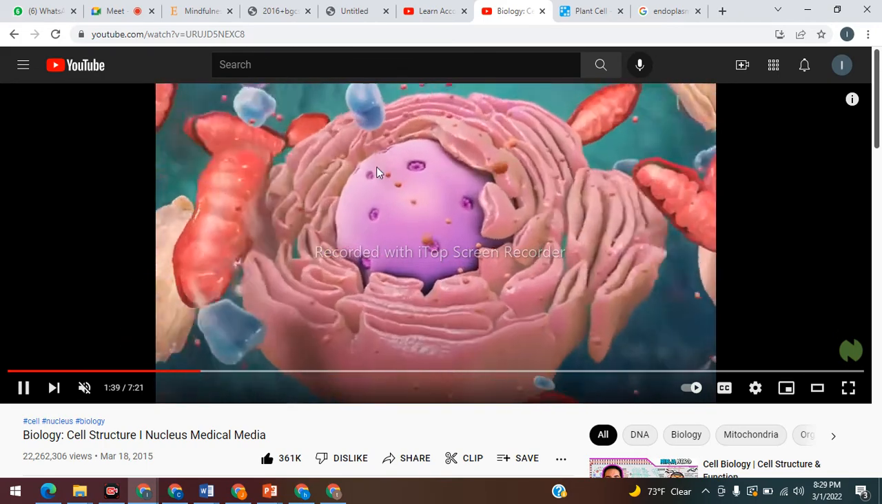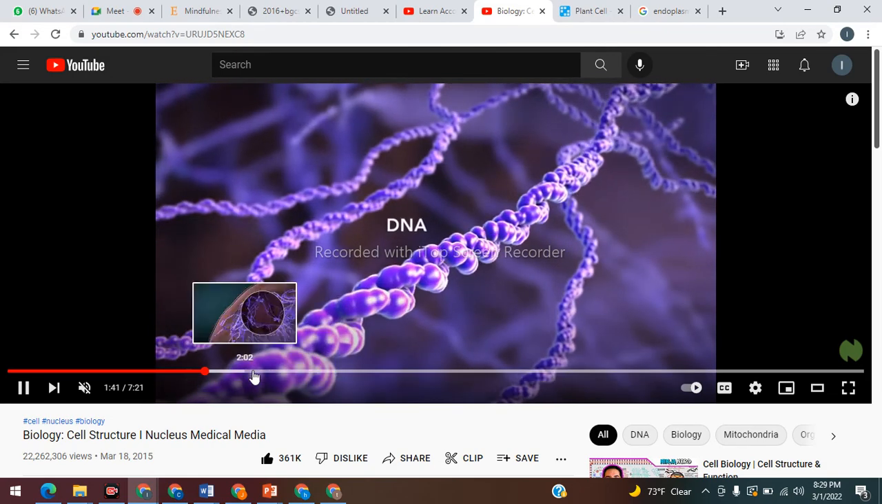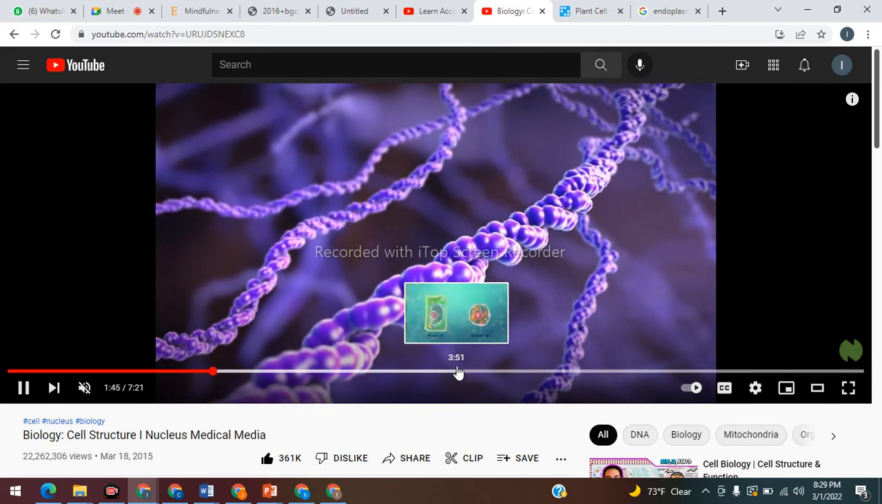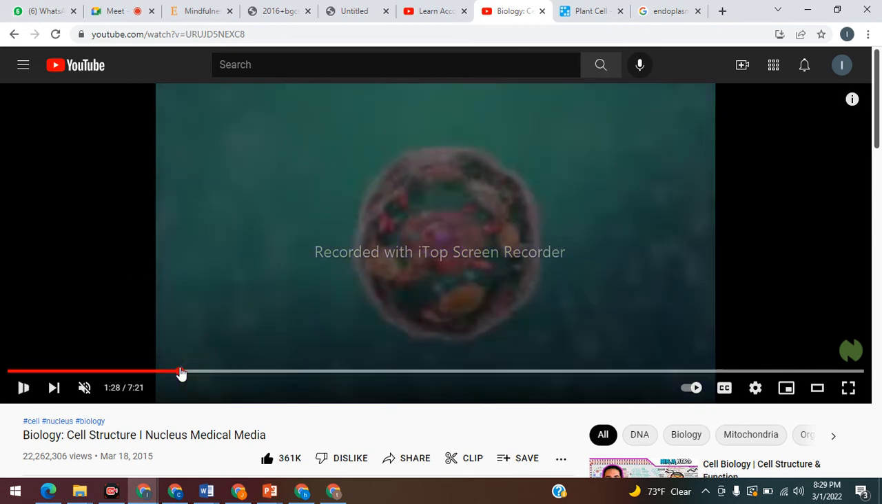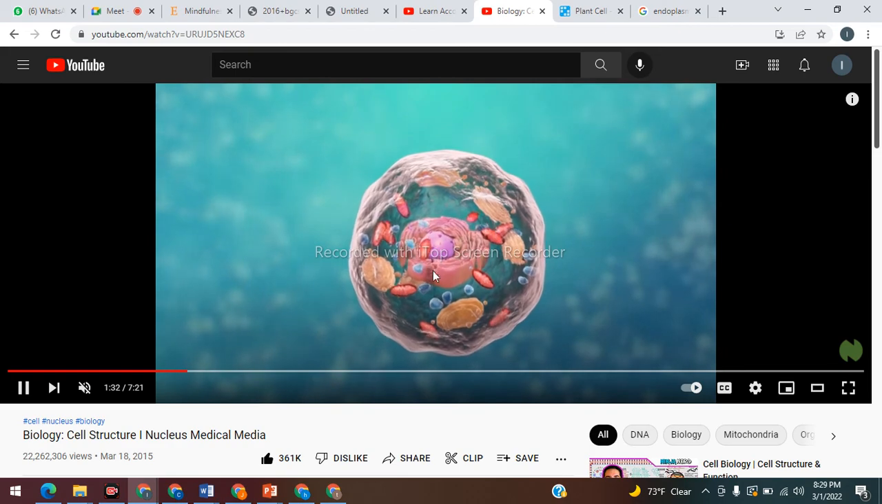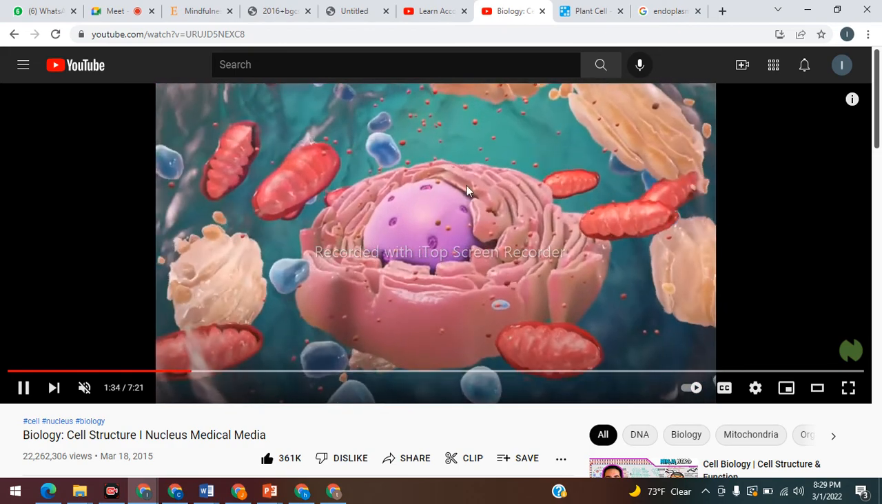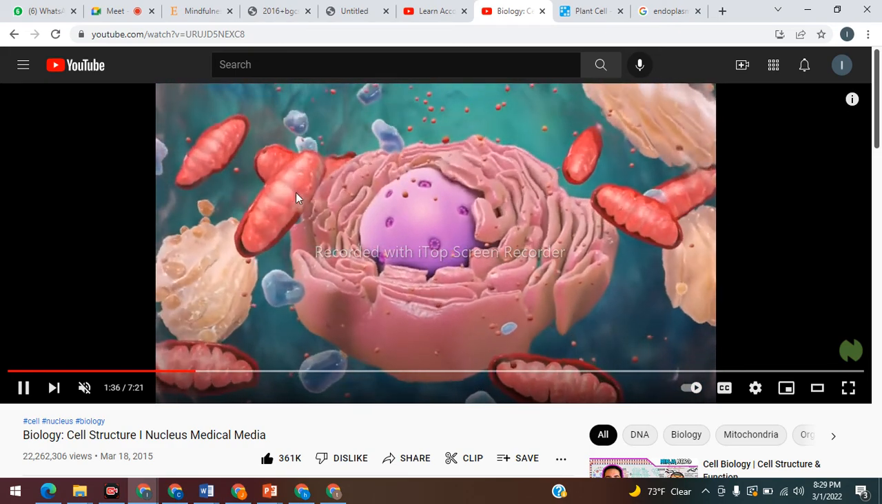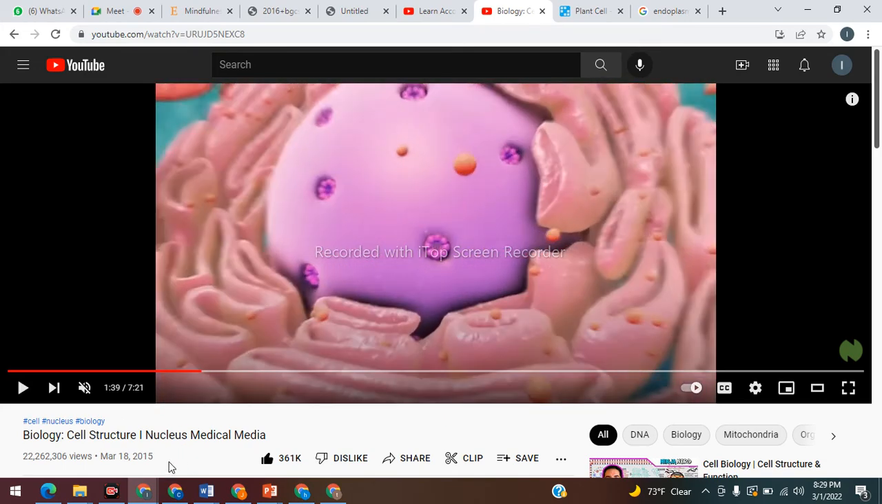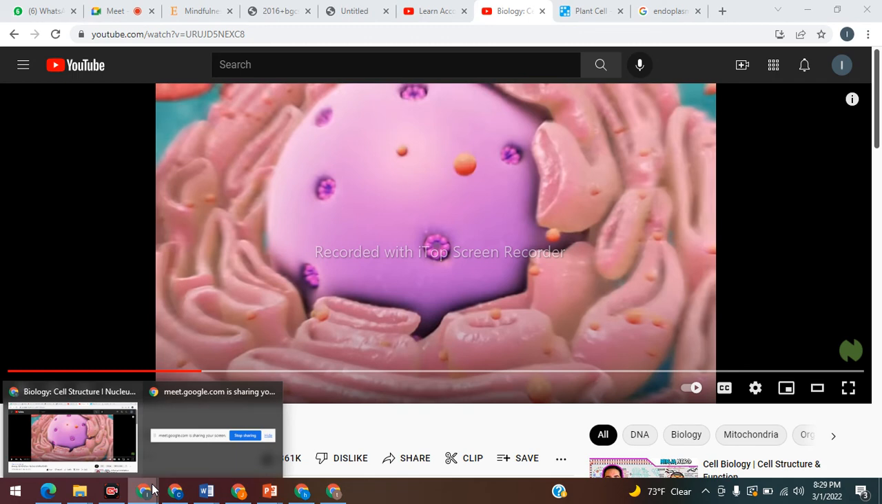They are floating inside the cytoplasm. That's why it looks jelly inside. Okay, so you see, they're floating in something, right? That thing that they're floating in is the cytoplasm. See, it's gooey looking, right? Jelly look. So that's the cytoplasm.